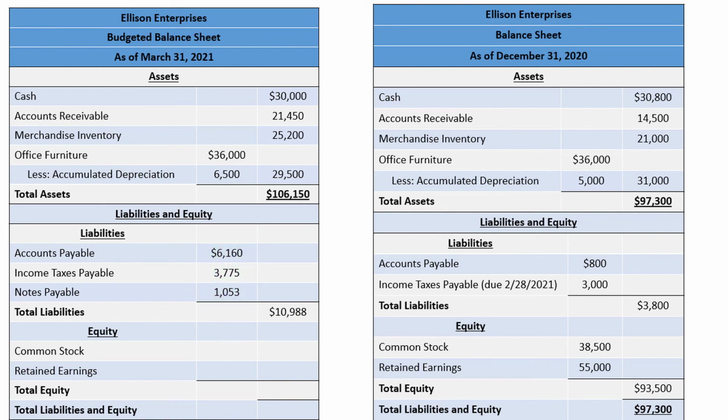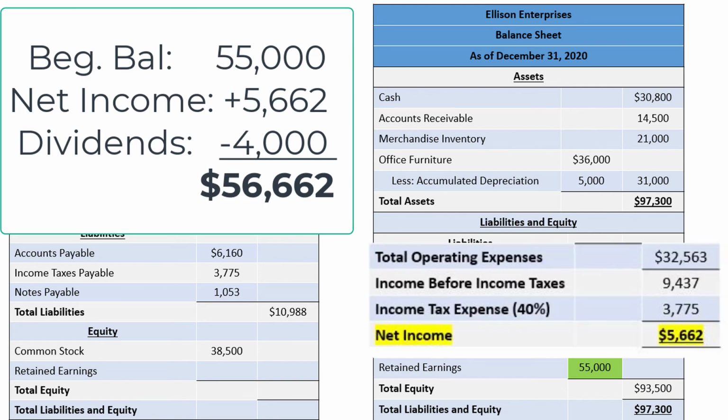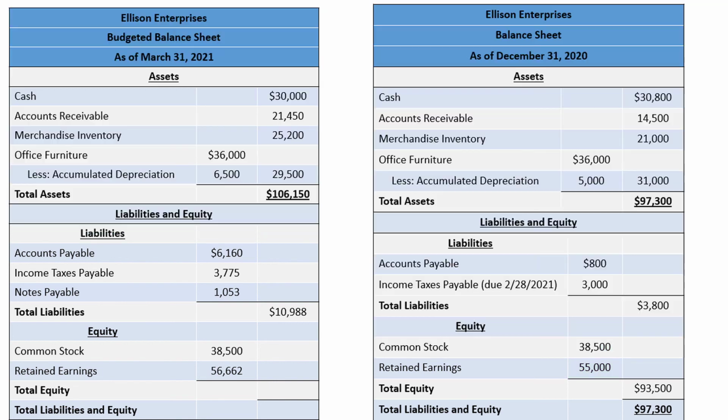Next, we can move on to the stockholders' equity. The common stock didn't change at all throughout the period, so it still has the same $38,500 balance that it had on the beginning balance sheet. The retained earnings balance is equal to the retained earnings balance from the beginning balance sheet, which is $55,000, plus the net income of $5,662 minus the dividends from the cash budget of $4,000, which gives us $56,662.